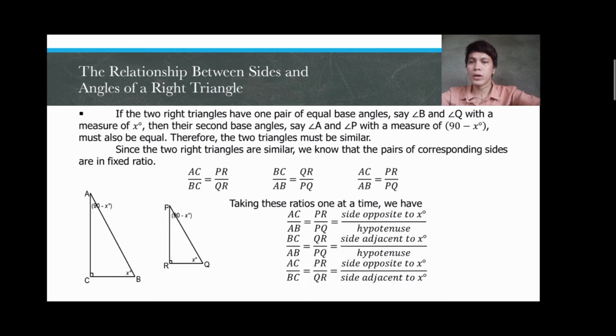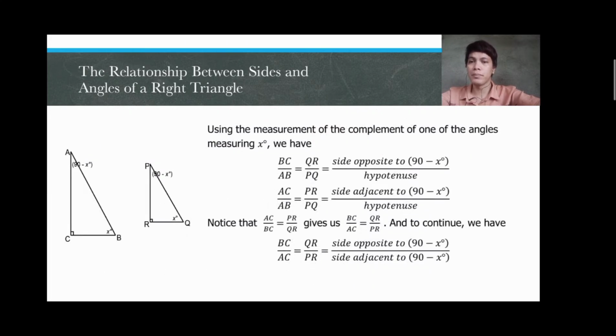Taking these ratios one at a time, we have AC over AB equals PR over PQ, and that is equal to side opposite to x degrees over hypotenuse. Next, BC over AB equals QR over PQ, and that is equal to side adjacent to x degrees over hypotenuse. And lastly, AC over BC equals PR over QR, and that is equal to side opposite to x degrees over side adjacent to x degrees.